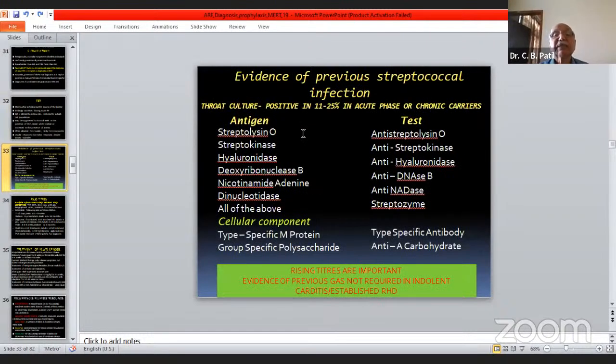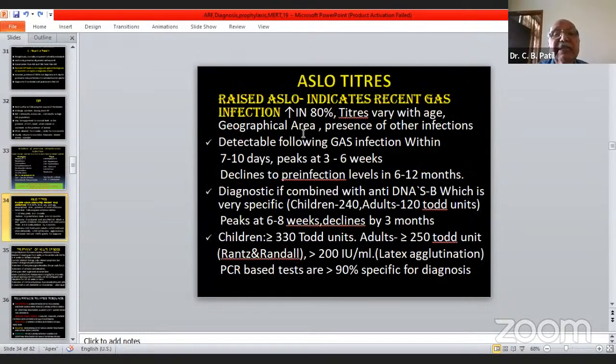So, evidence of previous streptococcal infection. Mainly we depend on anti-hyaluronidase, anti-DNase B, and type-specific antibody, anti-A carbohydrate antigens. Coming to the ASLO titers, the raised ASLO indicates recent group A streptococcal infection. It is increased in 80% of the individuals. Titers vary with age, geographical area, and presence of other infections.